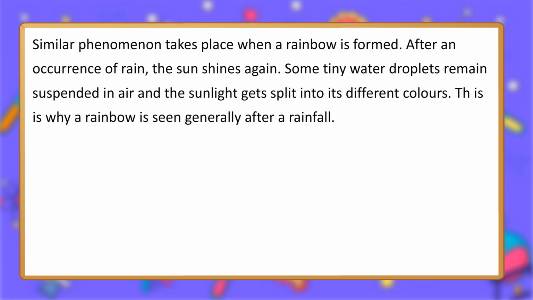After an occurrence of rain, the sun shines again. Some tiny water droplets remain suspended in air and the sunlight gets split into its different colors. This is why a rainbow is seen generally after a rainfall. Prism spectrum.